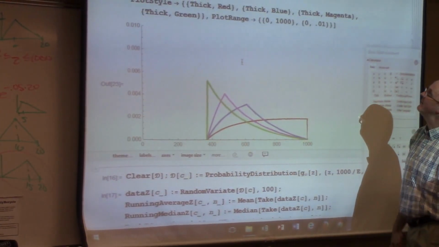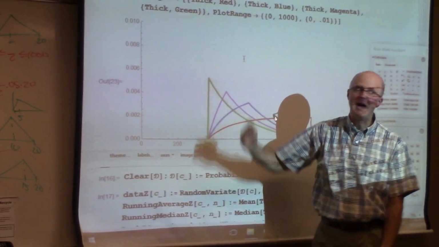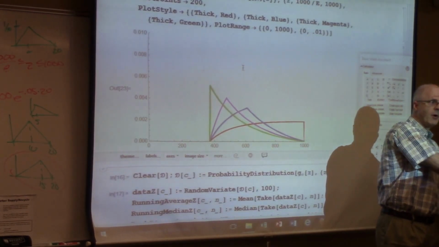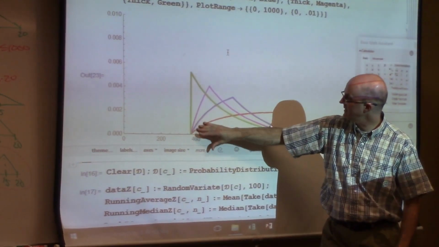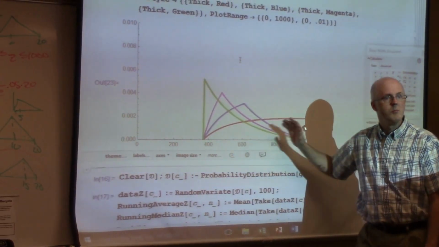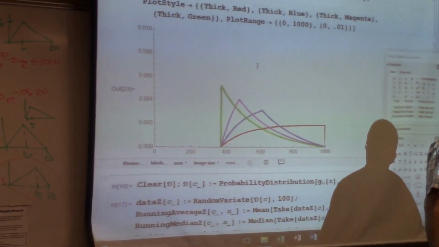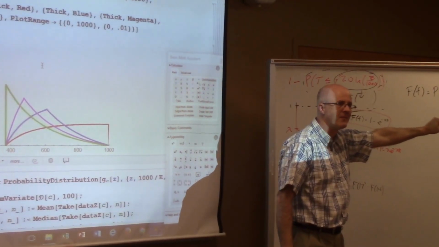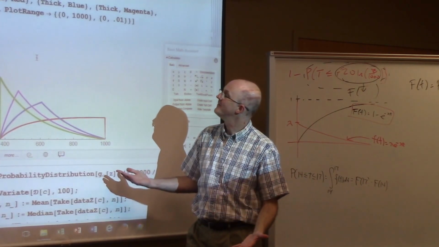At the other extreme, the green one, C is 19.9. Most of the washing machines are going to last a long time, though they all die by 20. The green one, the higher values are in the lower Z values. Most of the present values of the future $1,000 payment are pretty small because most of the washing machines last pretty long. And the other ones are in between.